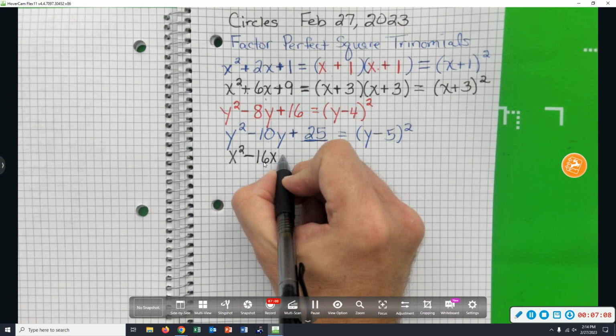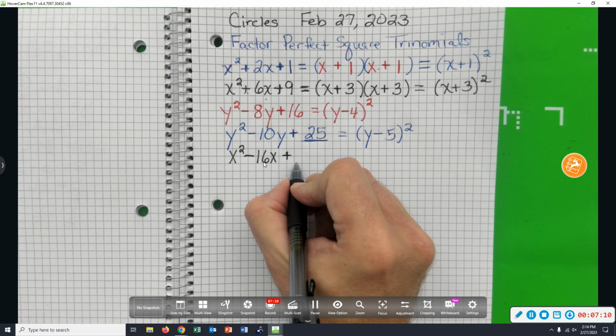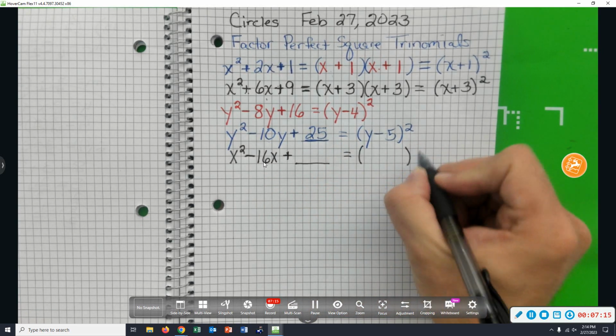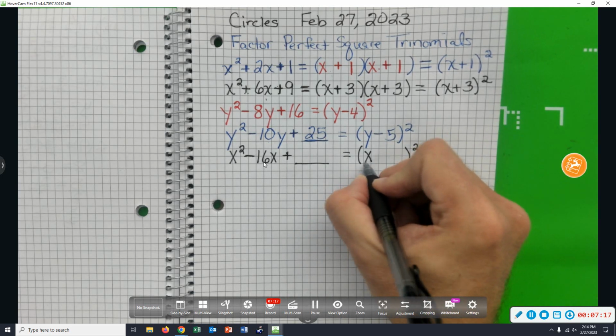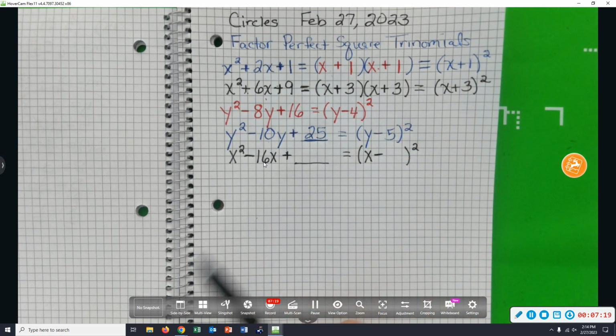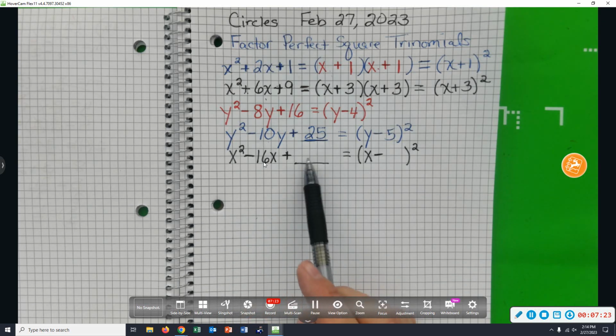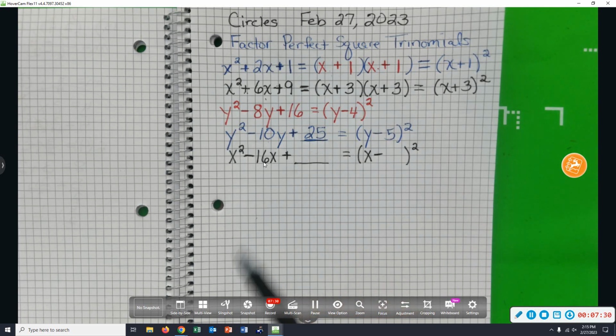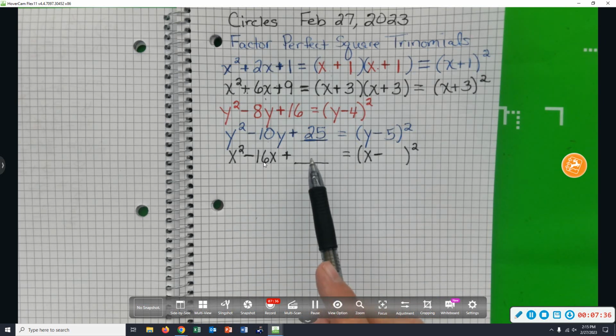16x plus. Can y'all figure out what number would need to be here so that we have a perfect square trinomial? It's got to be a perfect square. Let's think. How could I figure out the perfect square? After 25, the next few perfect squares are 36, 49, 64. I think it's one of those numbers. Which one would need to be right here?